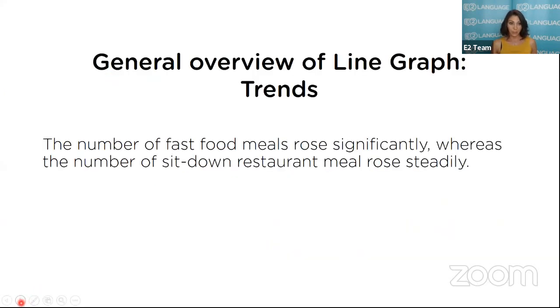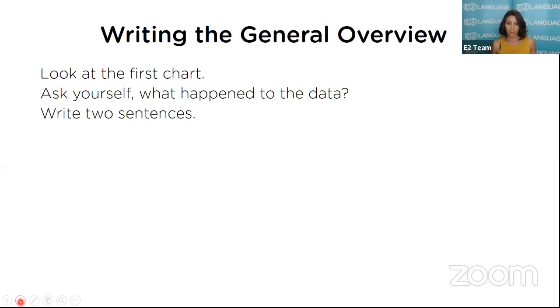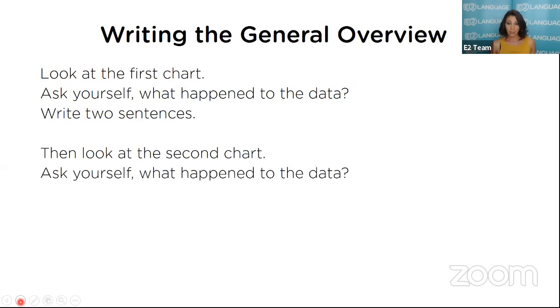So that sentence would be, the number of fast food meals rose significantly, whereas the number of sit-down restaurant meals rose steadily. So now we've identified the main trends of the pie charts and the line graph, and we need to put those two together. So we need to look first at the first chart, ask ourselves what happened to the data, and write 1 to 2 sentences. Then we need to look at the second chart, ask ourselves what happened to the data. Did it increase, decrease, a lot, a little, and write 2 sentences.